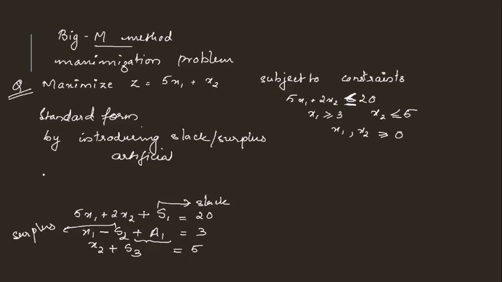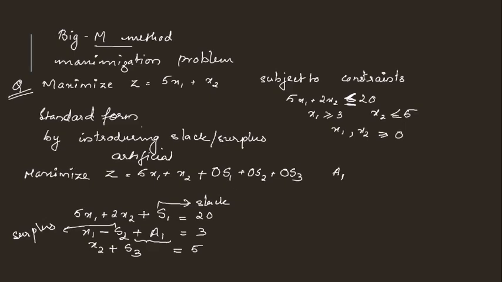Now what about the objective function? In my previous video we were dealing with the minimization problem, so there I introduced the M coefficient. Now here also, plus 0 s1. In the previous video I said that while doing the Big M method, all the slack and surplus variables will have the coefficient 0 in the objective function. But what about the artificial variable?